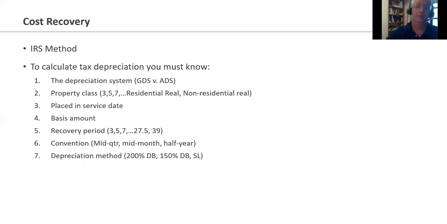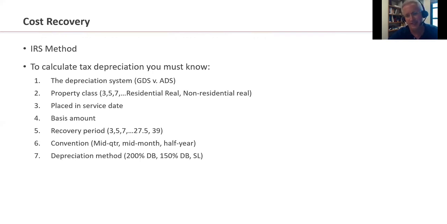All right, so let's do a little work now. The IRS method for calculating depreciation. This is what the IRS says you have to know. I posted Publication 946 as an optional reading, and you are more than welcome to go read that. I think it's about 120 pages long. And this is what it's going to tell you.